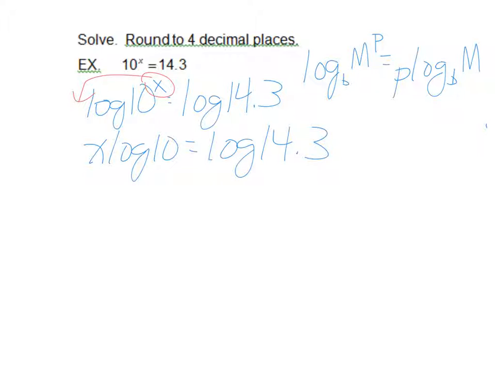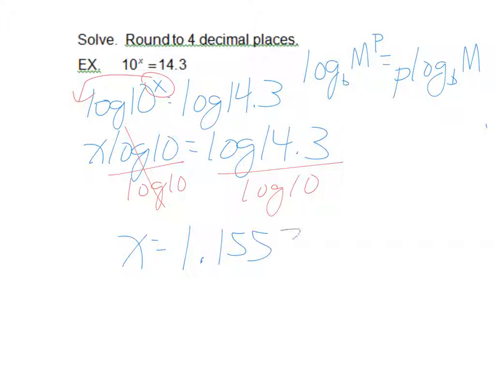Now the x is not floating in the sky anymore. I can get it by itself. I need to divide both sides by log 10. And then you can just put that in your calculator. Log of 14.3 divided by log 10. And we need to round that to 4 places, so that would be 1.1553.